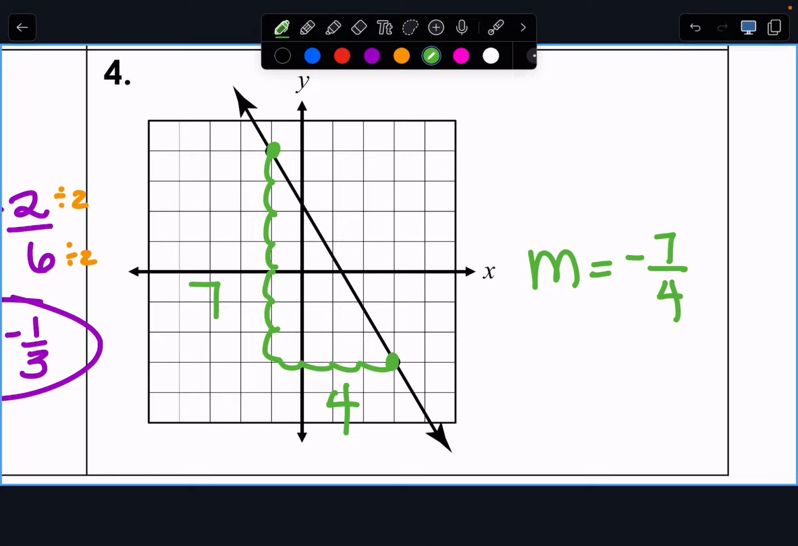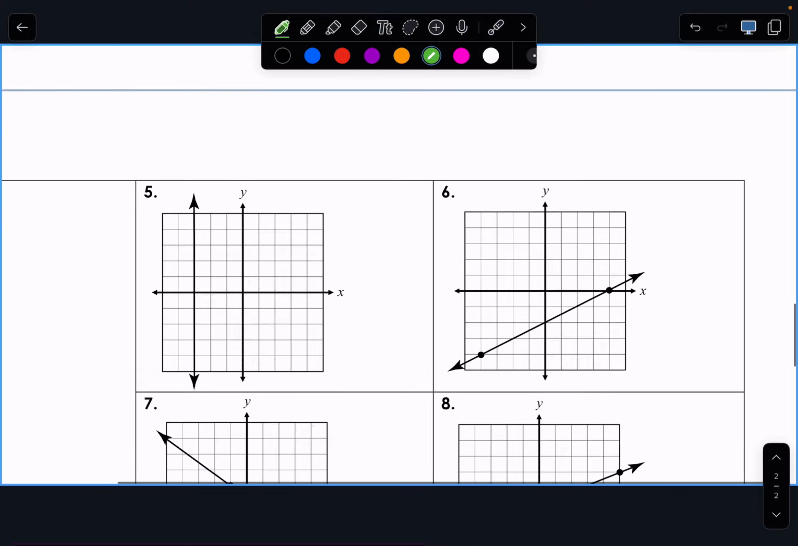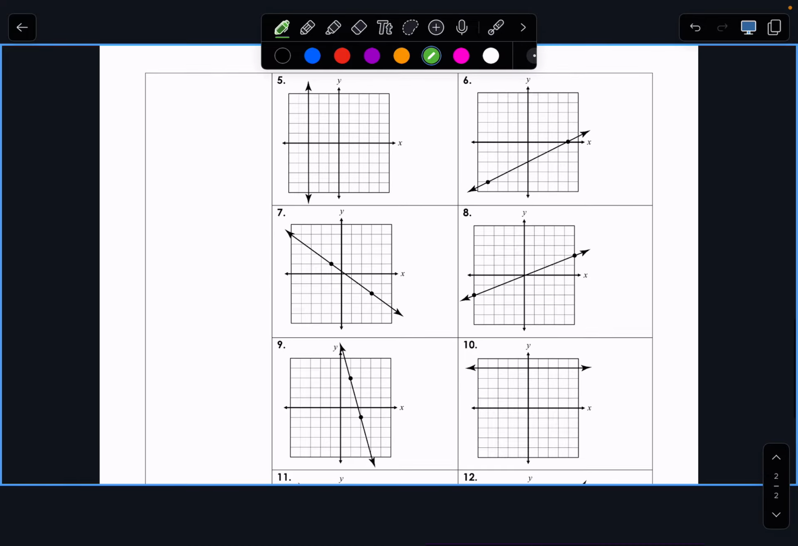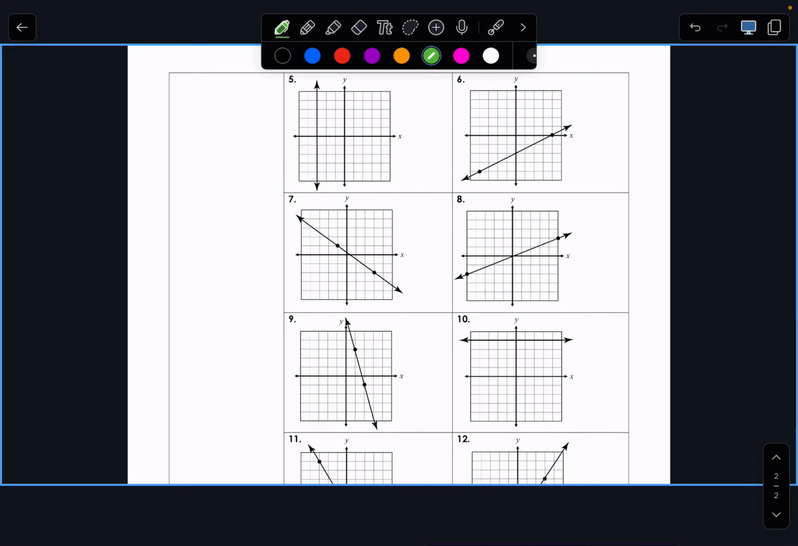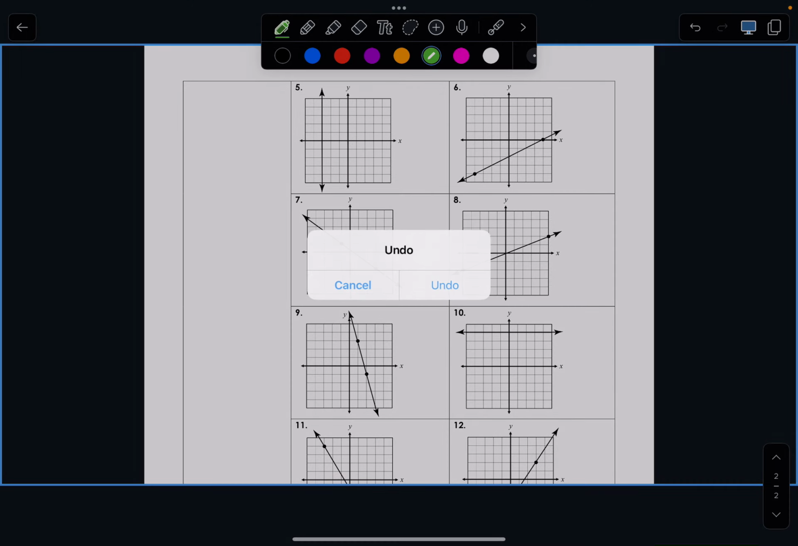Okay, very briefly, turn to page 6. I want you to circle the 2 problems, one that has undefined slope, one that has 0 slope. On page 6. Circle the one that has undefined slope and the one that has 0 slope.